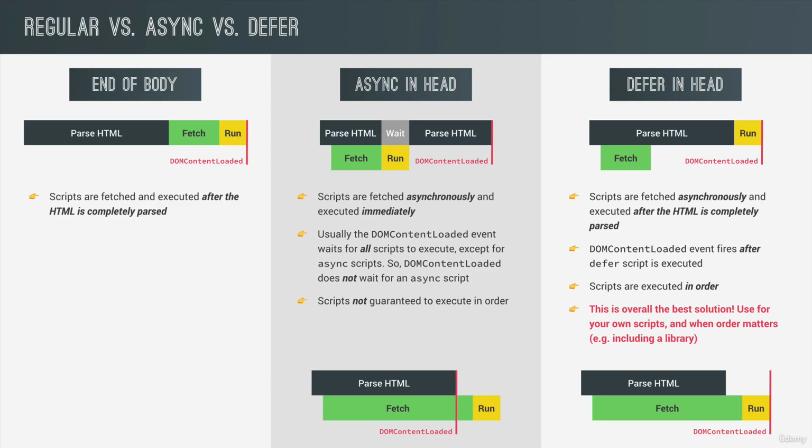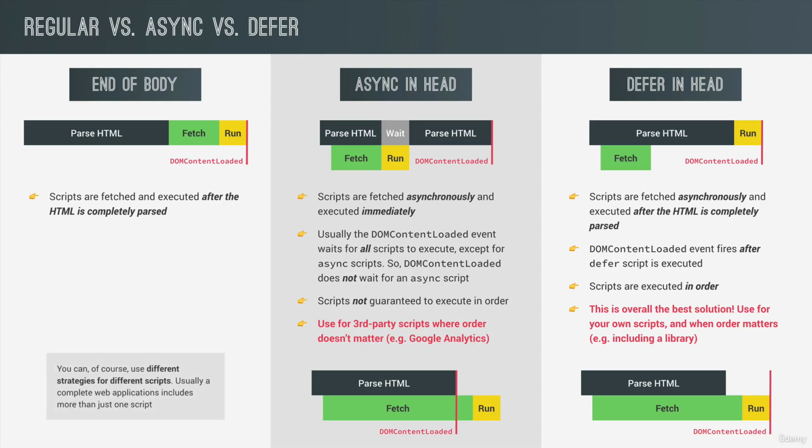Now, for third-party scripts where the order does not matter, for example, an analytics software like Google Analytics or an ad script or something like that, in this case, you should totally use async. So for any code that your own code will not need to interact with, async is just fine. So it's a good use case for this kind of scripts.